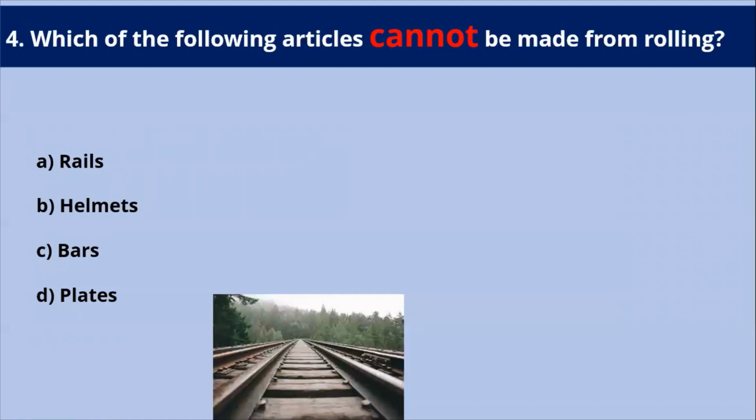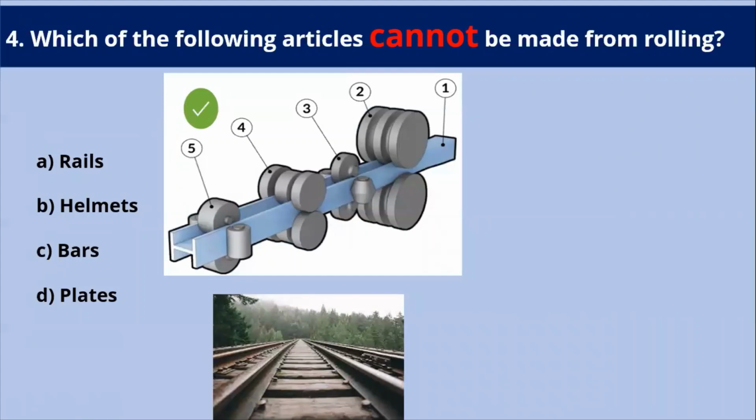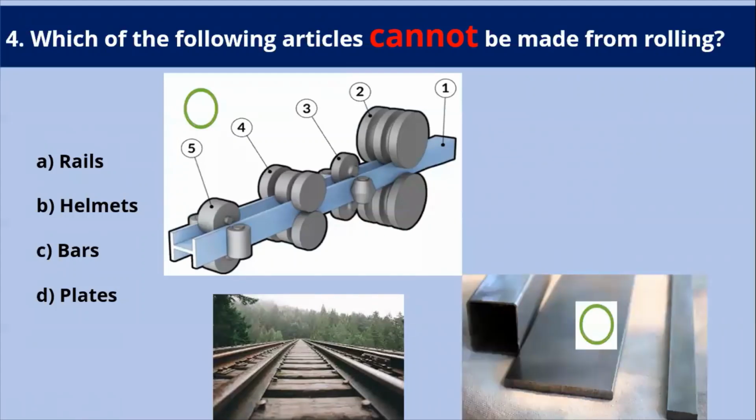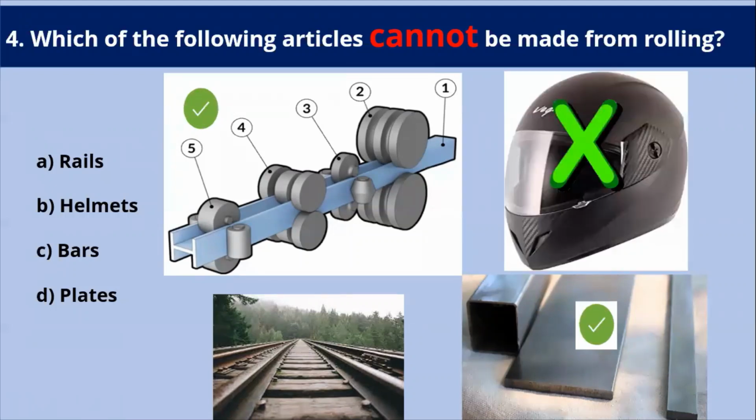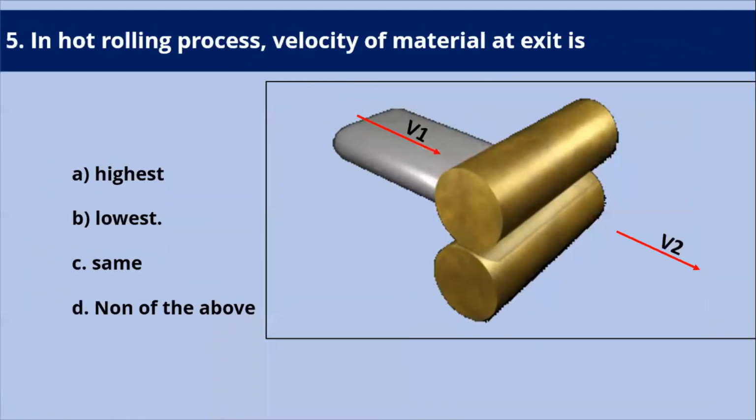Which of the following articles cannot be made from rolling? Now, rolling is very useful for making articles like rails, or even you can make the bars as well as the plates. But in the rolling mill, it is not possible to make helmets, and that's why our answer is B. So it means that in the rolling we can't make the helmets. Our next question.